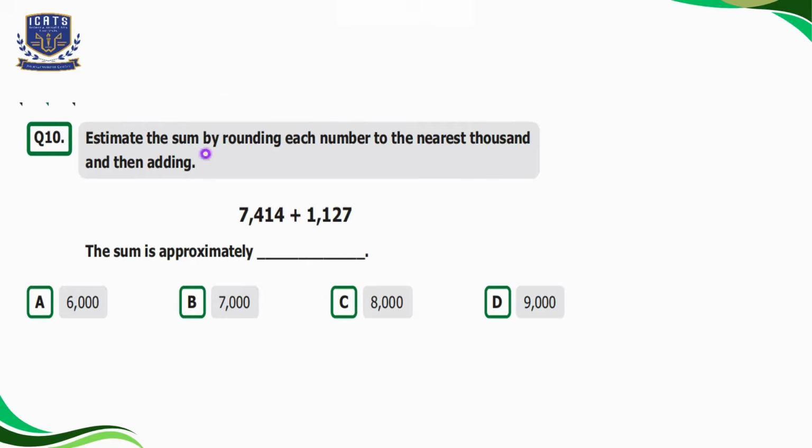Question number 10. Estimate the sum by rounding each number to the nearest thousand and then adding. The sum is approximately dash. Option A is 6,000, option B is 7,000, option C is 8,000, and option D is 9,000. So here let's round the given numbers first. The first number is 7,414.